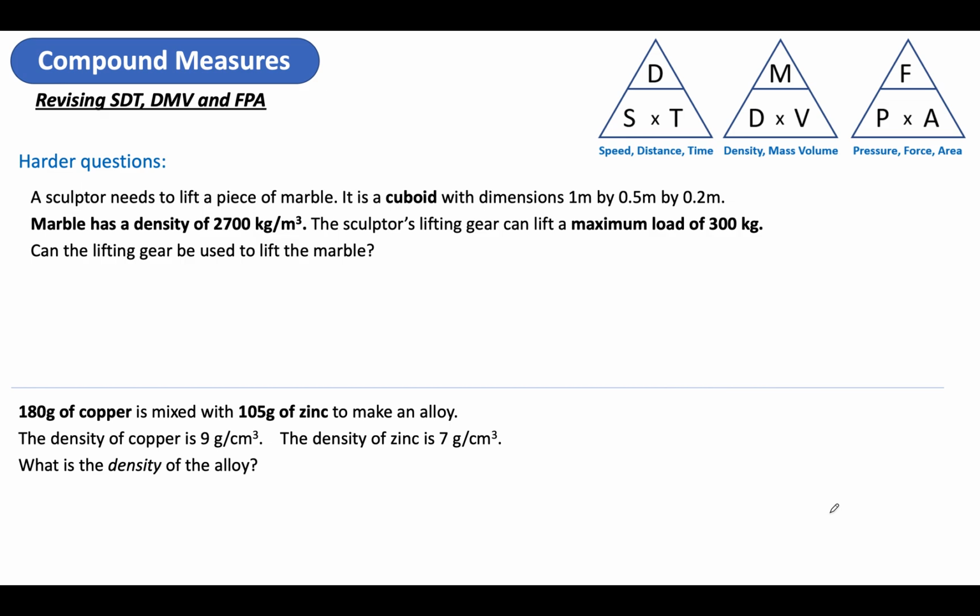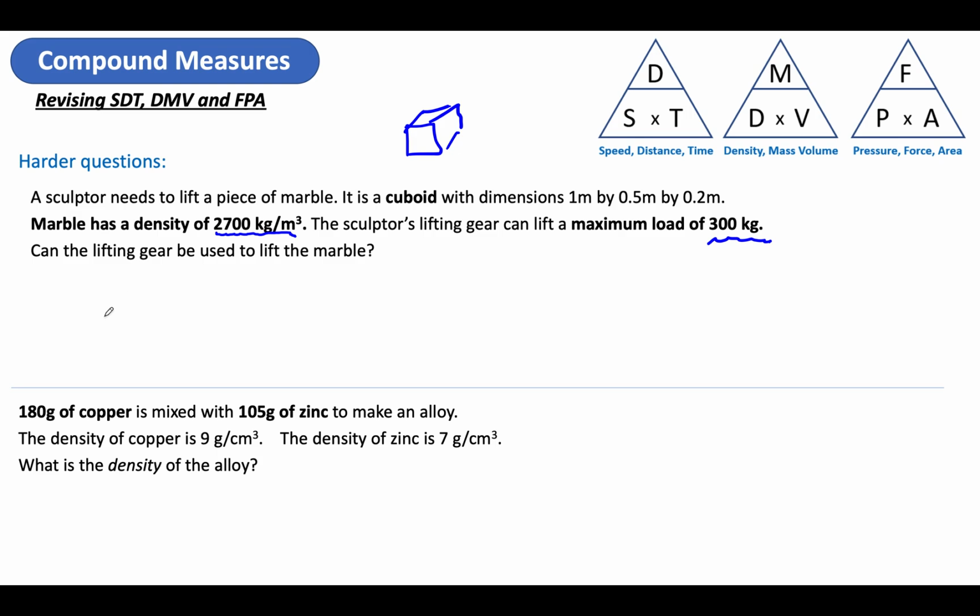Okay, so we have unpaused. Let's have a quick read through the question. A sculptor, an artist that works with 3D materials, needs to lift a piece of marble. It is a cuboid, something like that, with dimensions of 1 meter by 0.5 meters by 0.2 meters. Marble has a density of 2,700 kilograms per meter cubed. The sculptor's lifting gear can lift a maximum load of 300 kilograms. Can the lifting gear be used to lift the marble?